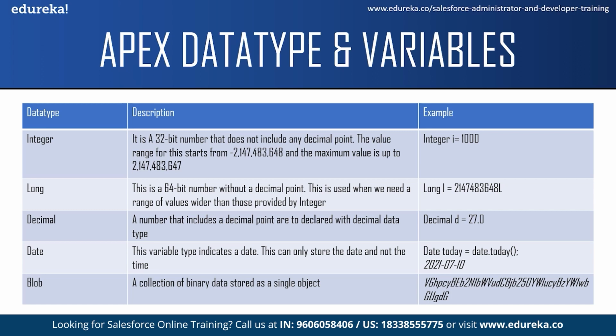Here is the example for the date data type. Date today is equal to Date.today function, and it will display the date in this format. First will be the year, then the month, and then the date. After this, we have a unique data type which is known as blob. Now blob is basically a collection of binary data stored as a single object. And here is an example of a blob.